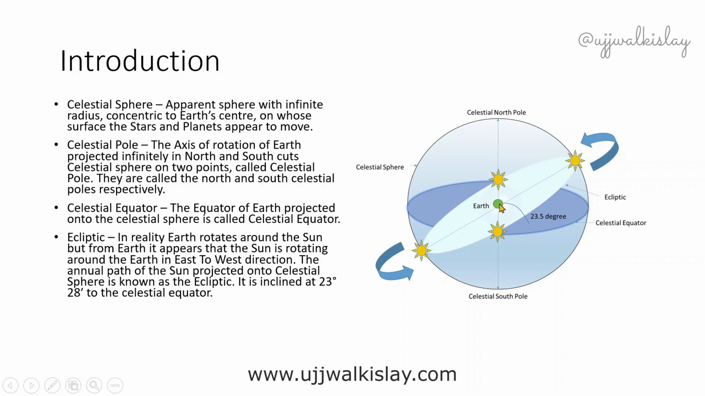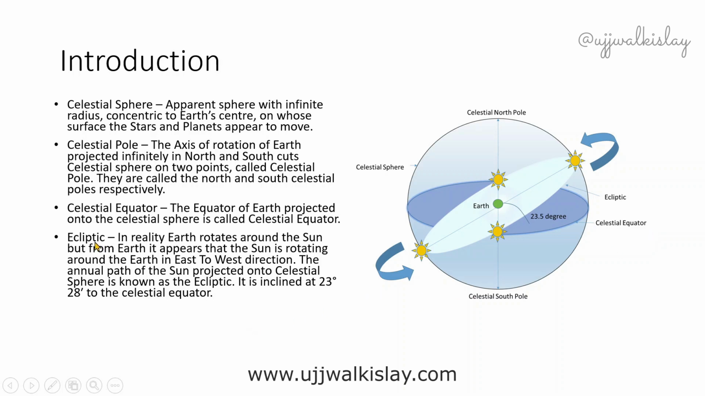The poles of Earth, when extended infinitely in the north and south, the point at which they apparently cut the celestial sphere, are referred to as the celestial pole. Here we have celestial north pole and celestial south pole. Similarly, if we project the equator of Earth onto the surface of celestial sphere, we get celestial equator.